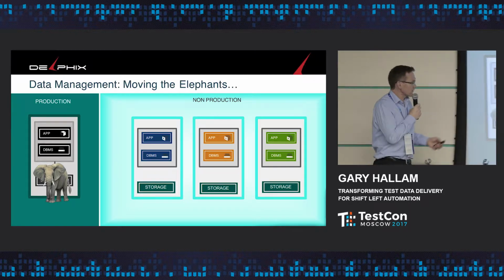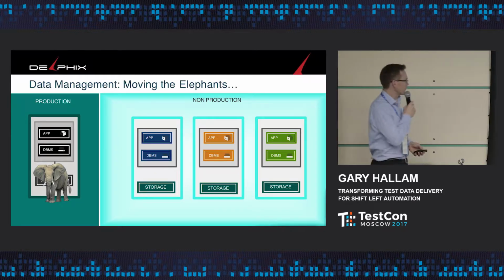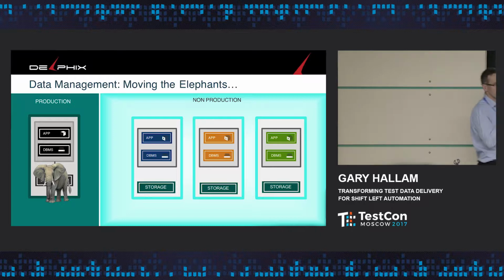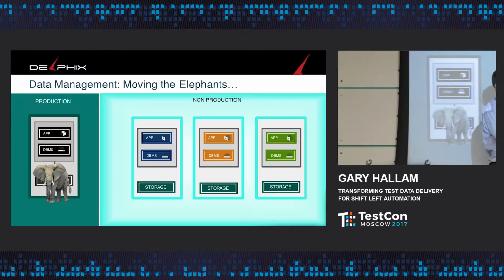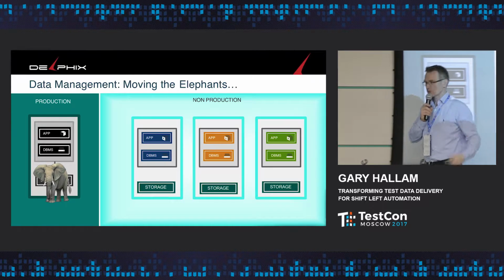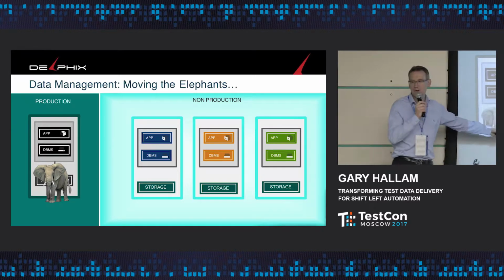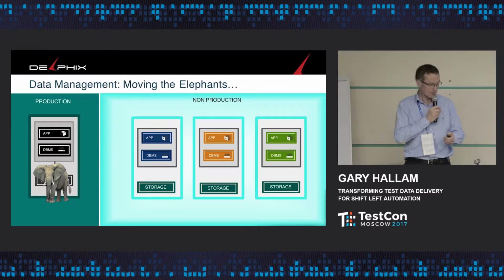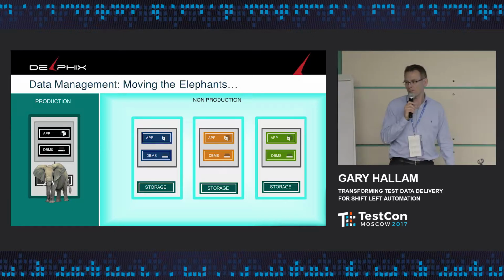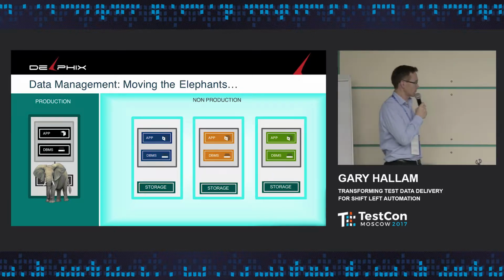Anyway, so let's get back to these elephants. It's hard to move elephants. If you've got a production environment, typically when you're going to do non-production, you may test, dev, pre-production, QA, whatever. If you've got 10 terabytes of data, your elephant, then you're going to have to move that elephant around quite a lot, and that takes a lot of effort and a lot of infrastructure.